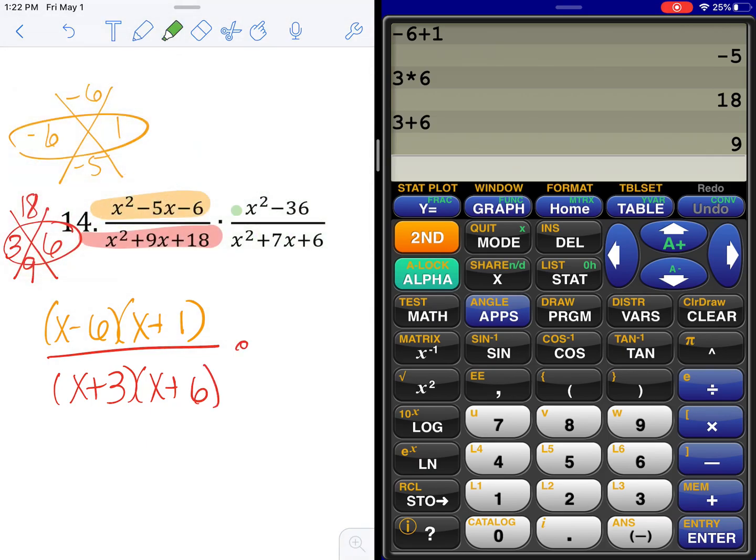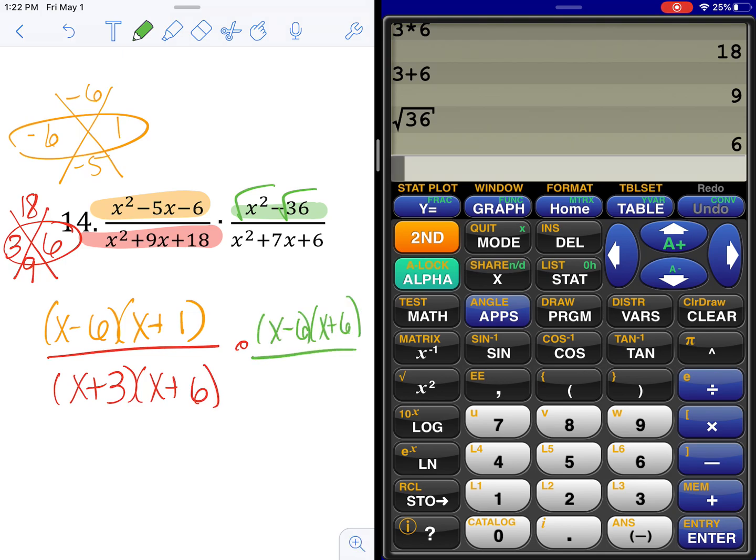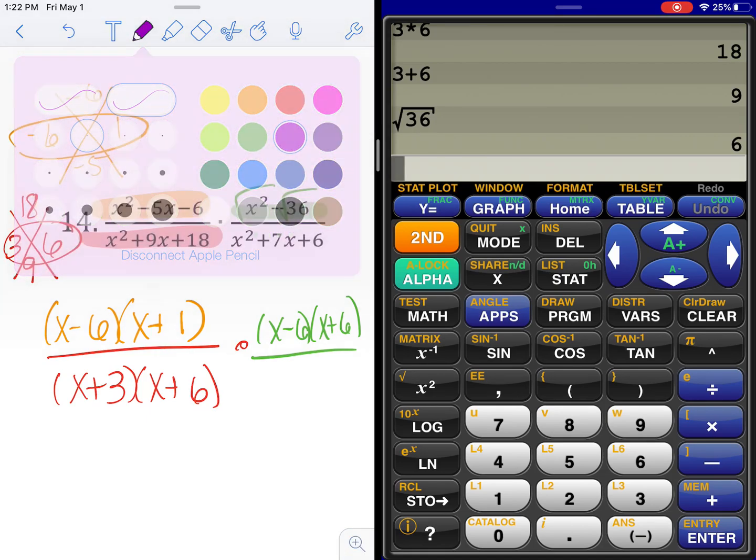All right, top right is difference of two squares. So x squared minus 36, if you take the square root of both of those, the square root of 36 is 6. So you get x minus 6 times x plus 6.